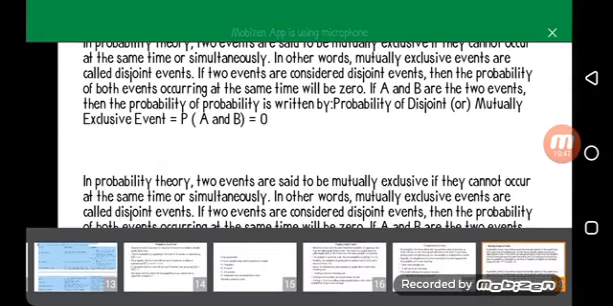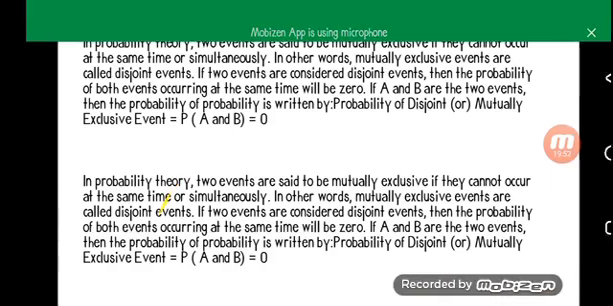Now the next one is mutually exclusive events. These are two events that cannot occur at the same time, or simultaneously. So the probability of those two events occurring together is zero. The way it works is that either one will occur and the other will not, or the other will occur and the first will not. So that's just the idea behind it.